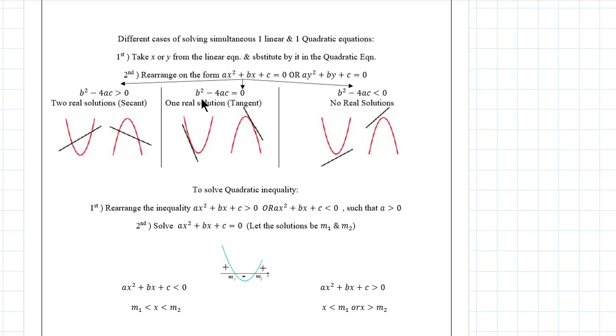In the case of b squared minus 4ac equals 0, as we know, we have one real solution. So in this case, the line will be tangent to the curve. So the line will touch the curve at just 1 point, like this or this. And finally, the third case, b squared minus 4ac is less than 0. In this case, the line will not cut the curve nor touch it. Or we can say the line will be away from the curve. This is the first point.